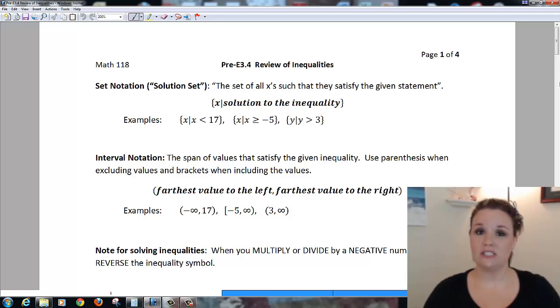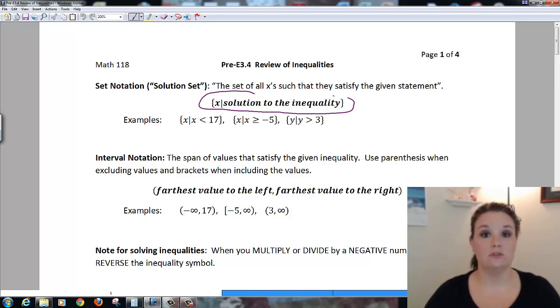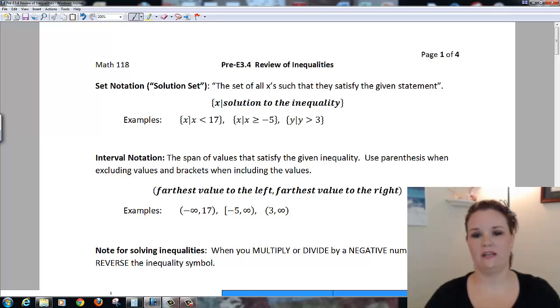The solution set is the set of all x's such that they satisfy a given statement or a given solution. And right here in bold, this is what that looks like. They do curly braces and they put all x's, that's what the x is for, such that, that's what this line means, and then you put in the solution to the inequality. So there's some examples here. If we ended up with x is less than 17, we would do the set of all x's such that x is less than 17.